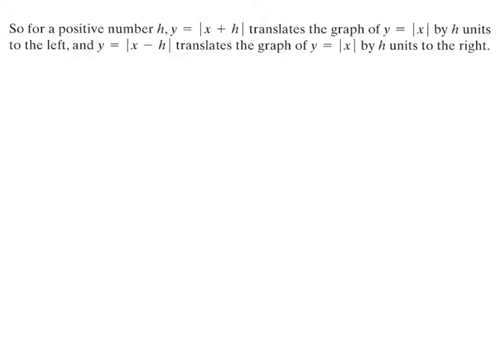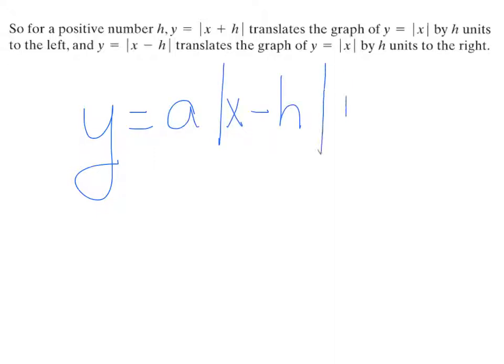So, for a positive number, x plus h, that means it goes h units left. If it's minus h, it actually goes h units right. So I want you to write this. This is your main transformation, I guess you would call it, equation based on absolute value functions. Now, they should have written this in the book, but they didn't. And maybe we'll do it later. But this is what it looks like.